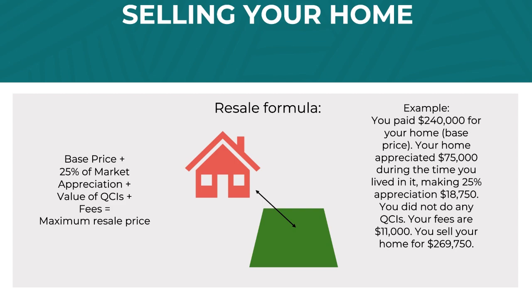So, as a quick example, say you pay $240,000 for your home. That will be your base price. Say your home appreciated $75,000 during the time you lived in it, making 25% of that appreciation $18,750. Let's say you didn't do any QCIs and the fee total is $11,000. That means you'll add that $240,000 plus the $18,750 plus the fees of $11,000, and your total resale price of the home is $269,750.